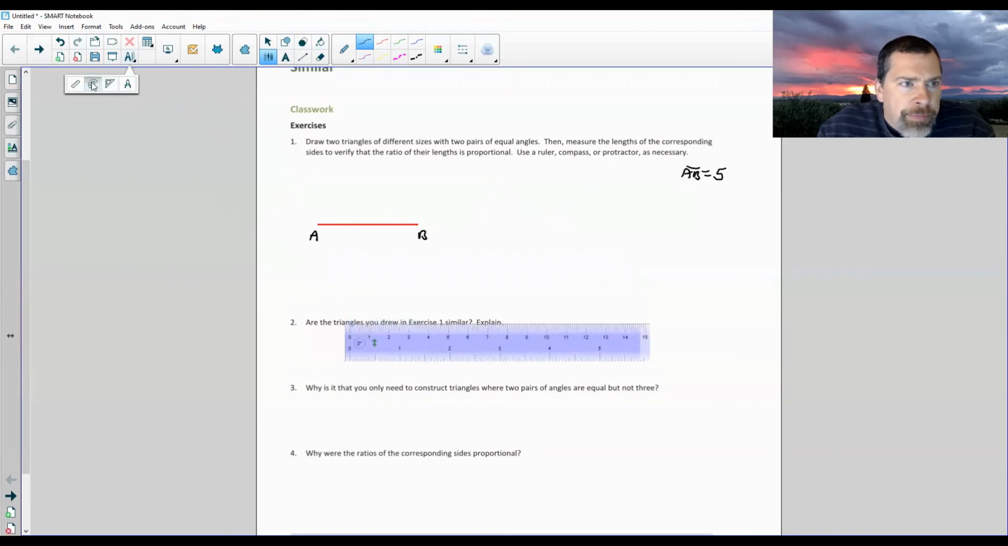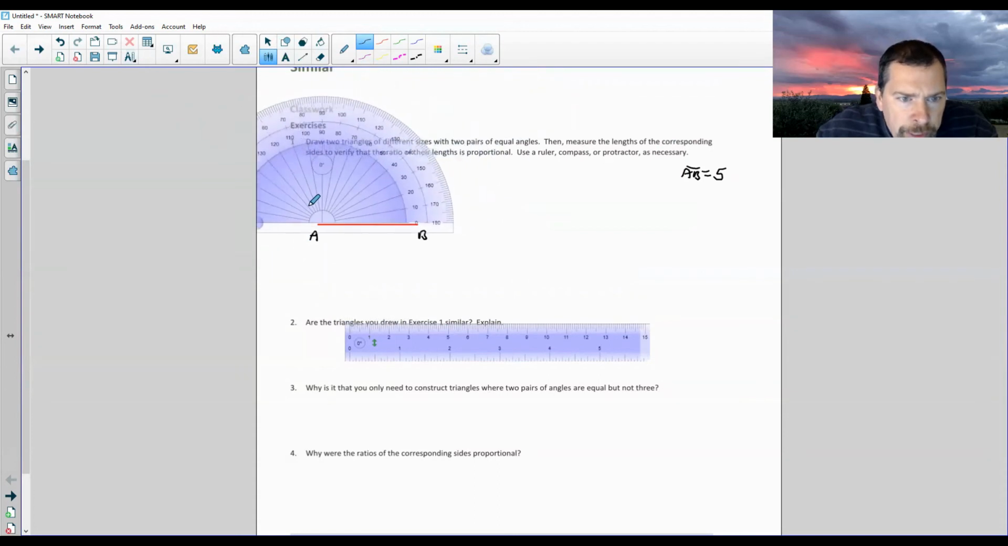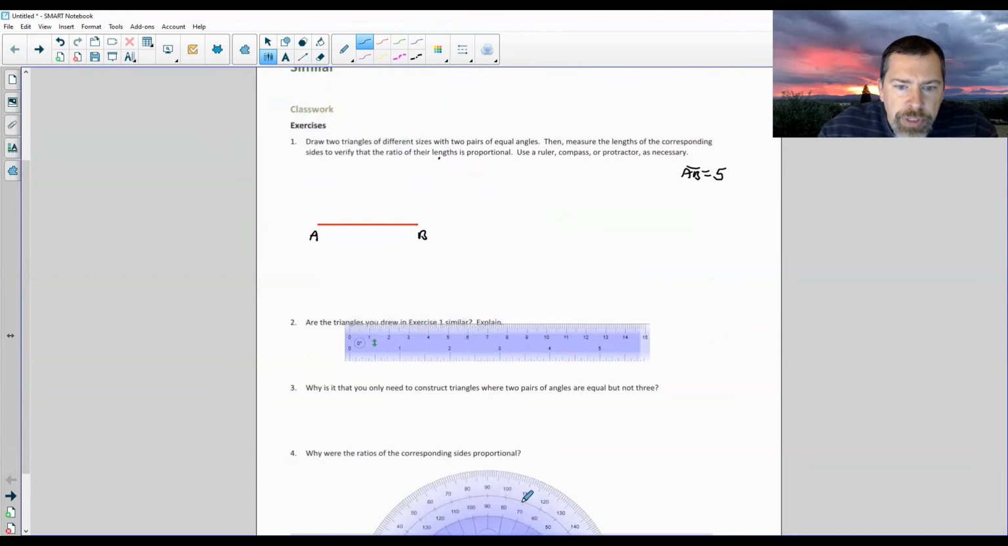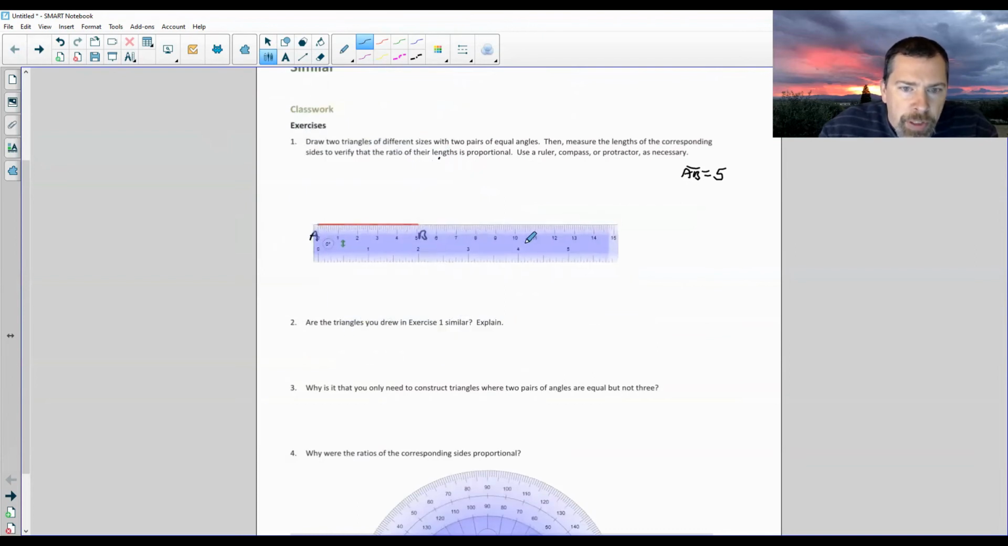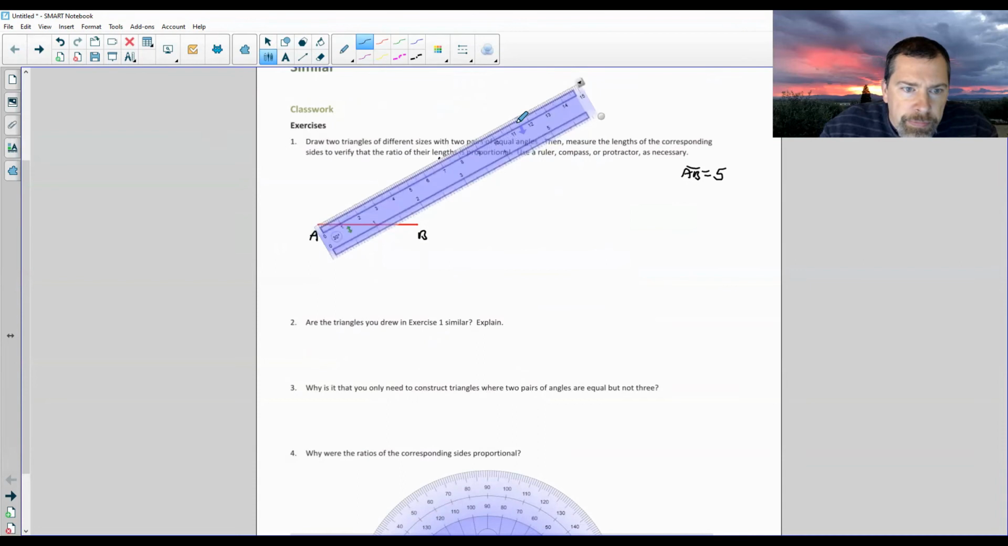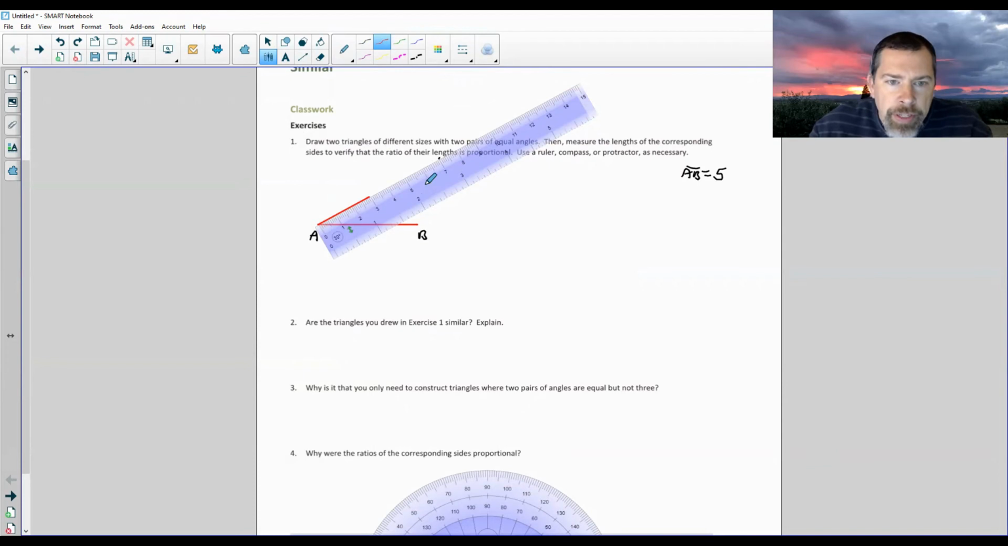Then I'm going to take my protractor and make a 30-degree angle. So 30 is right here. It's going to come up to somewhere around there. Then I move my protractor and bring my ruler back, rotate, and draw a line segment. Let's make it 3. There's 3, and I'm going to call that C.